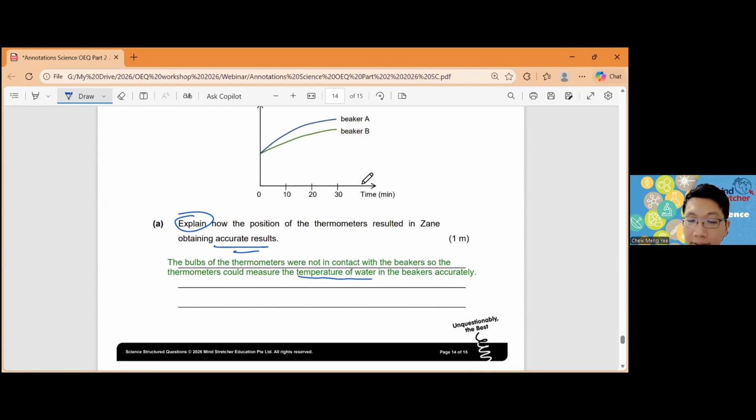Okay, and so again, this is not a fair test question. So do not use the fair test template at all. We are talking about experiments accuracy. These are experiment techniques. So when you do the experiment, how should you do your setup? How should you place your thermometer? How should you read your thermometer? All this you must also know. Okay?